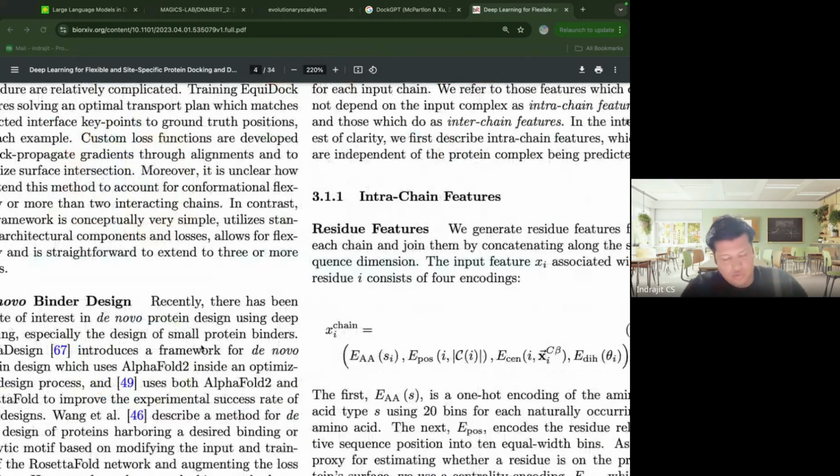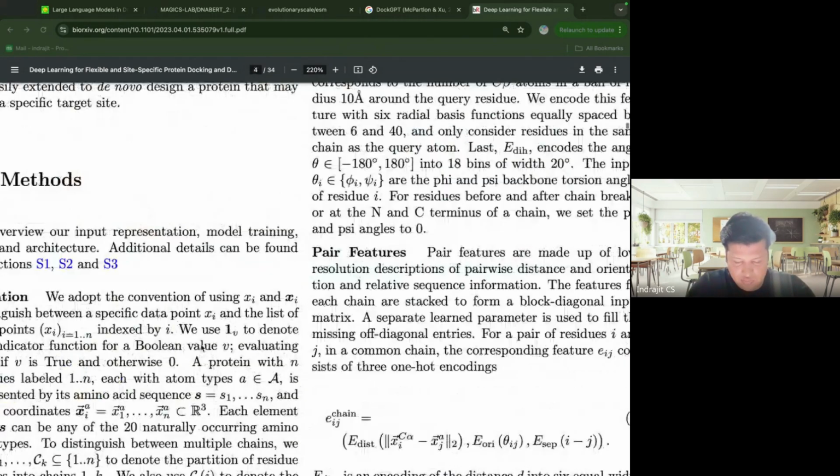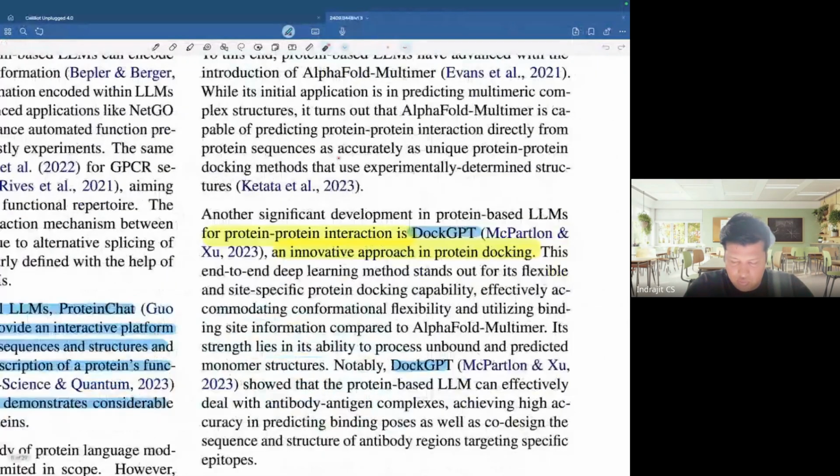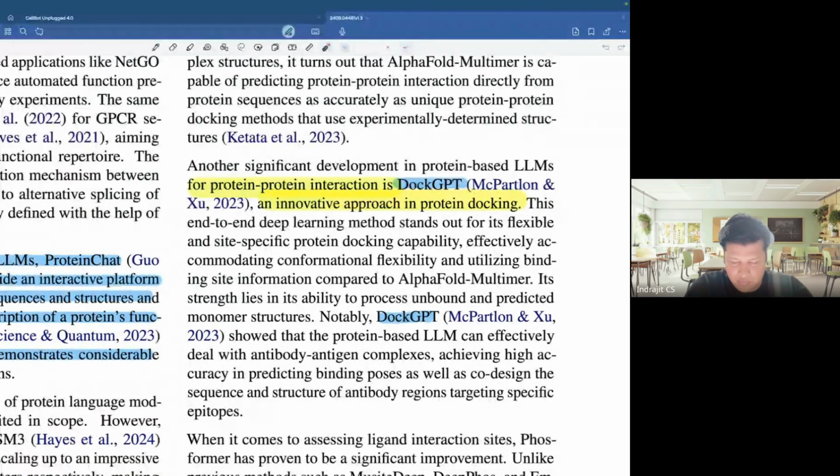All right, so I'm going to share this link as well, which has this DockGPT. DockGPT is an innovative approach to protein docking, and this end-to-end deep learning method stands out for its flexible, site-specific protein docking capability.